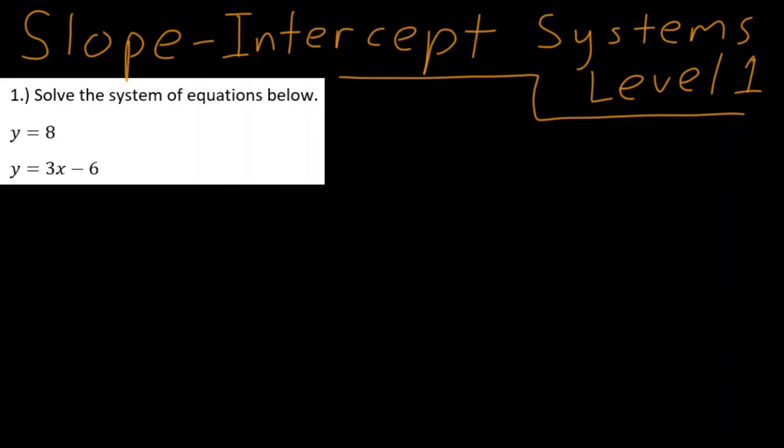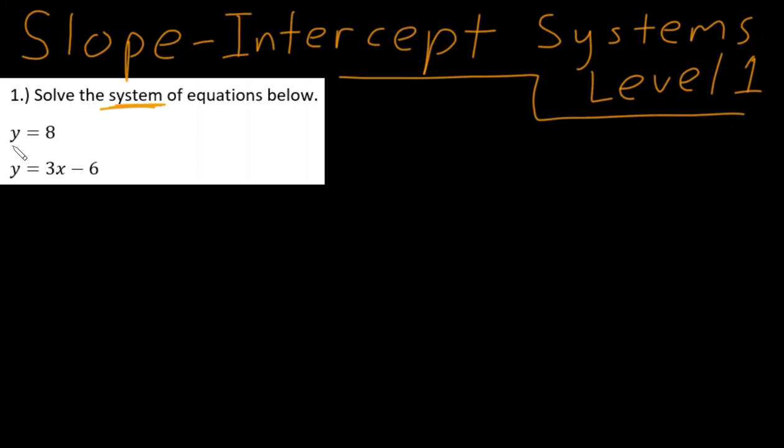Alright, and welcome to Slope-Intercept Systems Level 1. Now, in this very first example, it says solve the system of equations below. And as this is our very first video on systems, what is a system? It's when we have two equations or more.